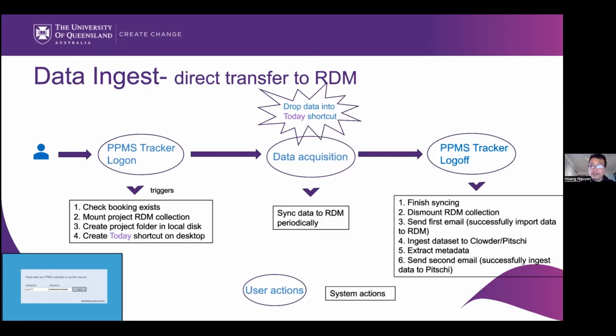So the first email is sent to the user saying that the data has been successfully imported into the RDM, with different ways to access the data. Later, when the data is ingested into the Cloud or Pitschi database, the second email is sent to the users with information of where the dataset are in Pitschi.